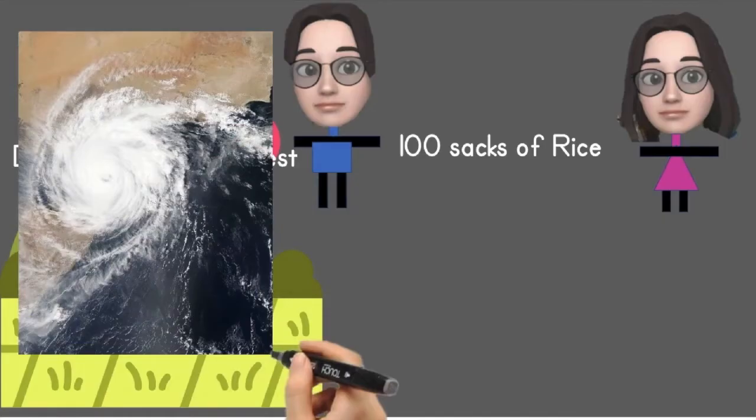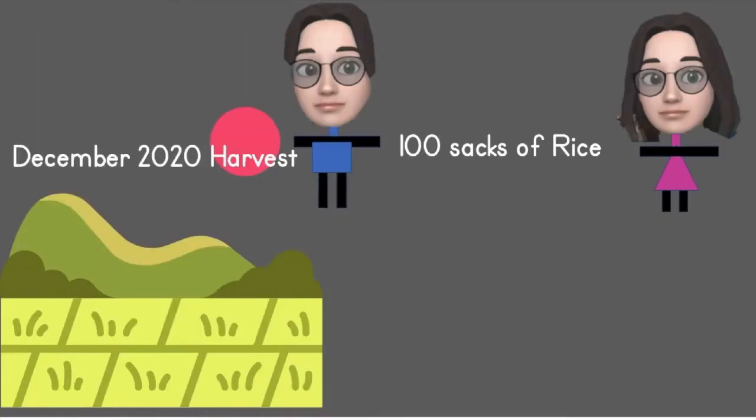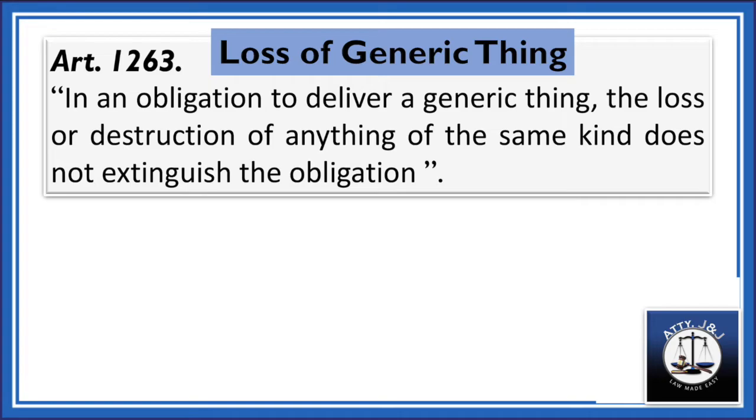Okay? Nagets nyo? Kasi if yung example is ganito lang, Pogi obliged himself to deliver to Ganda 100 sacks of rice. So, ganyan lang. Tapos nagkaroon ng typhoon. Kaya nagkaroon ng loss. So, ang tanong, would Pogi be still liable? Of course, Pogi will still be liable dahil applying Article 1263 in an obligation to deliver a generic thing, the loss or destruction of anything of the same kind does not extinguish the obligation.